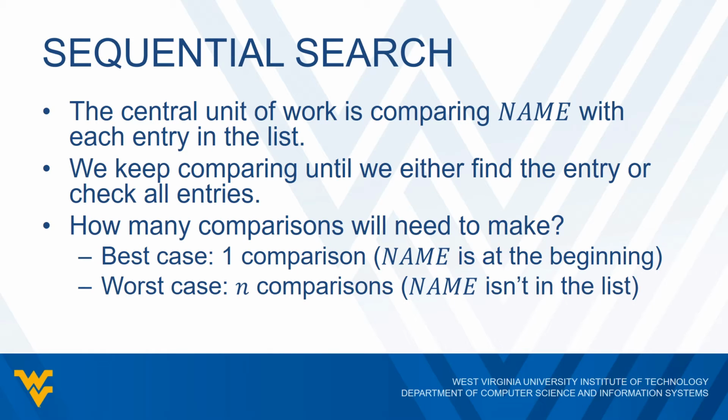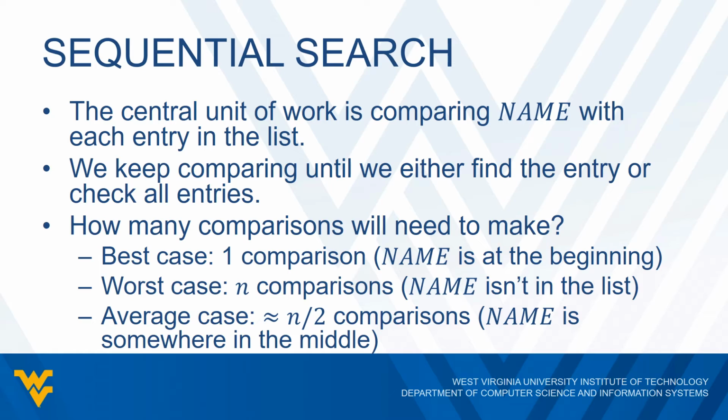What about the worst case scenario? Well, the worst case is that the name is not even in the list at all. I was about to say it's at the end of the list, but it may not even be in the list. And that means we have to go through every single entry in that list. So that means we would have n comparisons because we check every single one of them and we find it's not in there. Now, what about the average case? The best case and the worst case are some extremes here. But on average, we'll be about n over 2 comparisons, where the name would be somewhere between the beginning and the end of the list, so maybe somewhere in the middle.